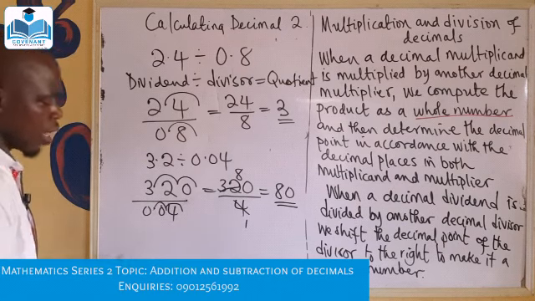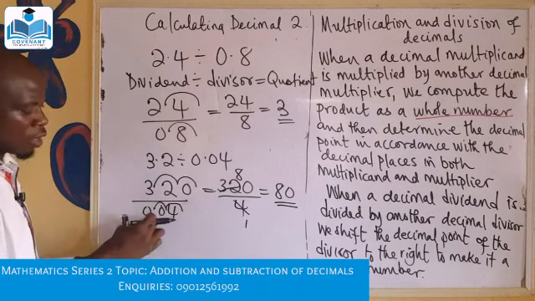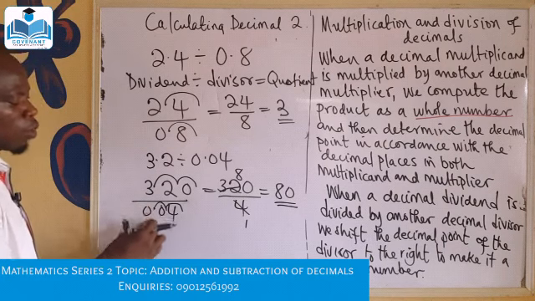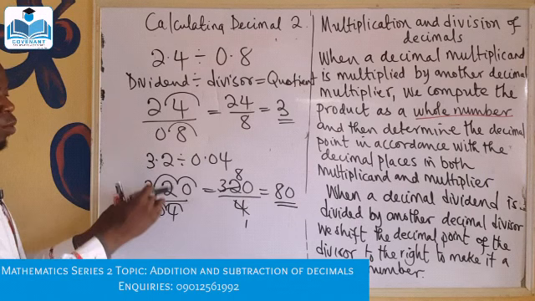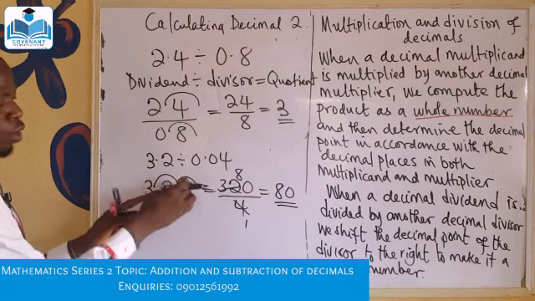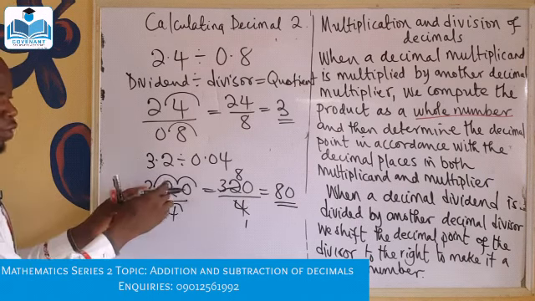So that is how you do your division. What you need to understand is that you have to move your decimal point on the divisor. The number of times you move your decimal point on the divisor, which is your denominator, will also determine the number of places you are going to move on your numerator, which is your dividend.